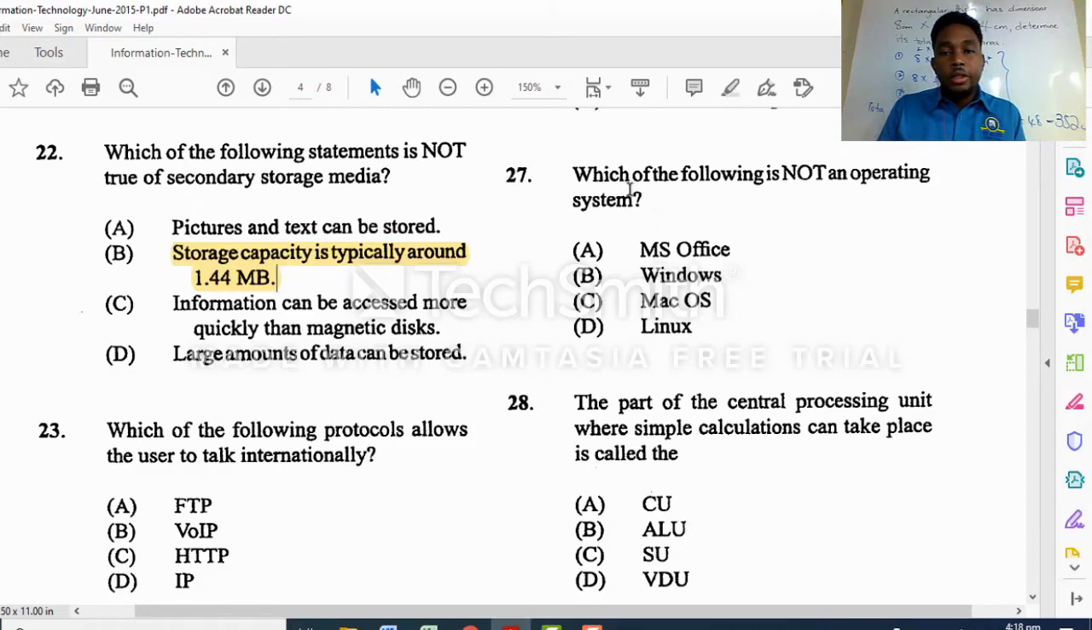Here, it says which of the following is not an operating system? So we know types of operating system would have been your Windows OS, Mac OS. Linux is also an operating system, and which is not would be your Microsoft Office. Microsoft Office is an application software.